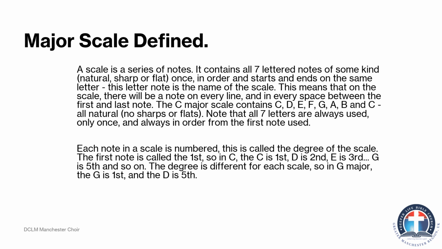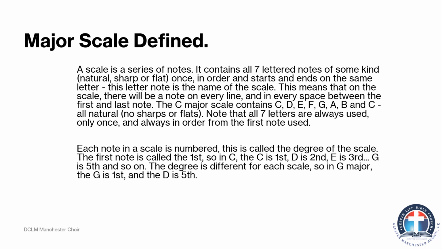Each note in a scale is numbered. This is called the degree of the scale. The first note is called the first degree. So in C, the C is the first degree, while the D is the second degree, the E is the third degree, and then the G is going to be the fifth degree.